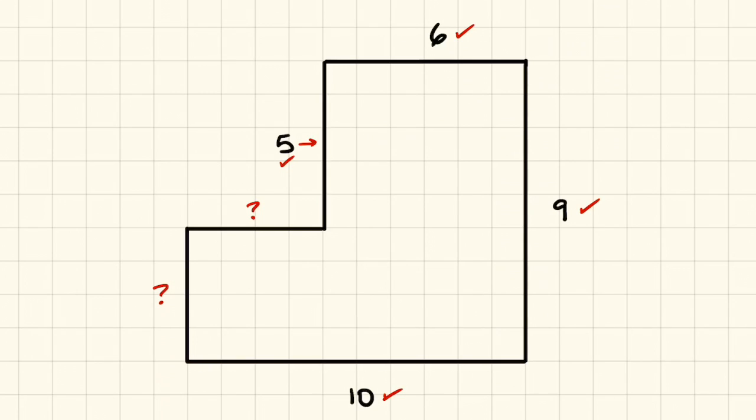I know that this side over here is 9, okay? Now what I know is these are right angles here. All of these are right angles. I know this has to be equal to these two sides added together. Okay? These two sides added together have to be the same.